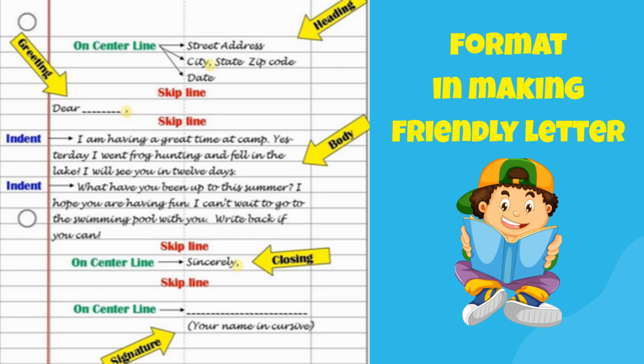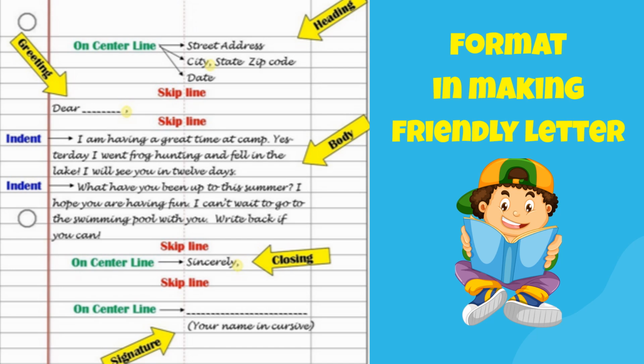So after the body, there should be a space or a skip line before the closing. And as you can see, the line at the center, the heading should be aligned with the closing and of course with the signature. So this is a perfect example of a friendly letter when you're going to compose, class.